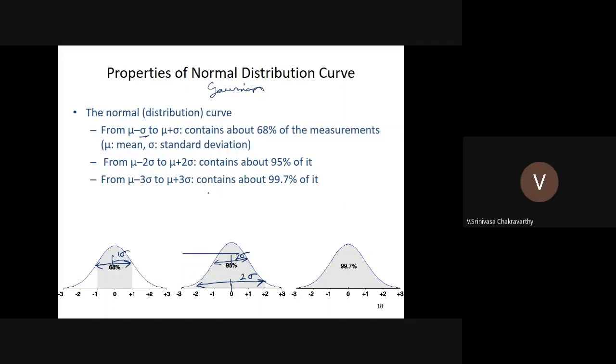As you add more and more sigmas, you get bigger and more area is covered, right? Within that some mu plus or minus some k sigma. Okay, so 6 sigma is generally very good.